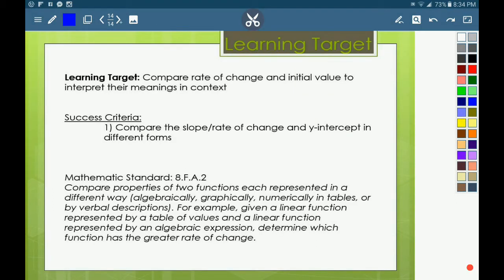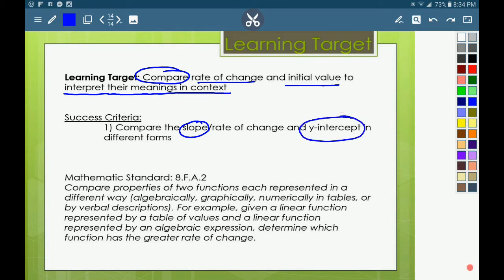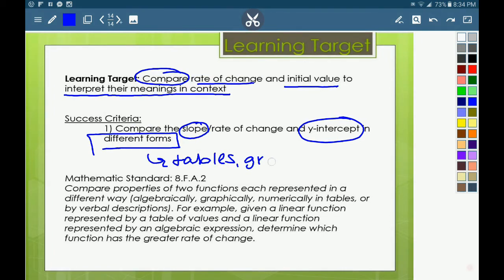All right, so that pretty much wraps up our lesson today. We compared both rates of change and initial values, and we also interpreted their meanings in context. And actually, we did a lot more than that. We were able to identify the slope and the rate of change, and the y-intercept, as well as compare them in different forms. That's really important. We were able to do it in tables, graphs, equations, and context. Please refer back to any of the examples if you need any help. You may go ahead and start your practice.